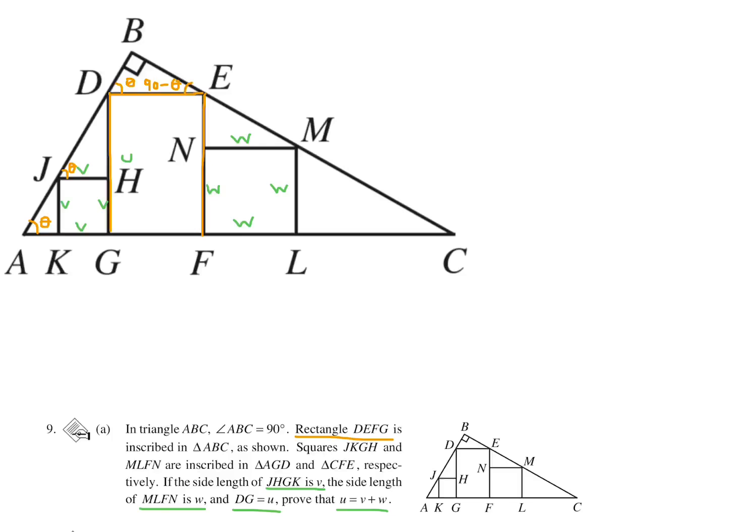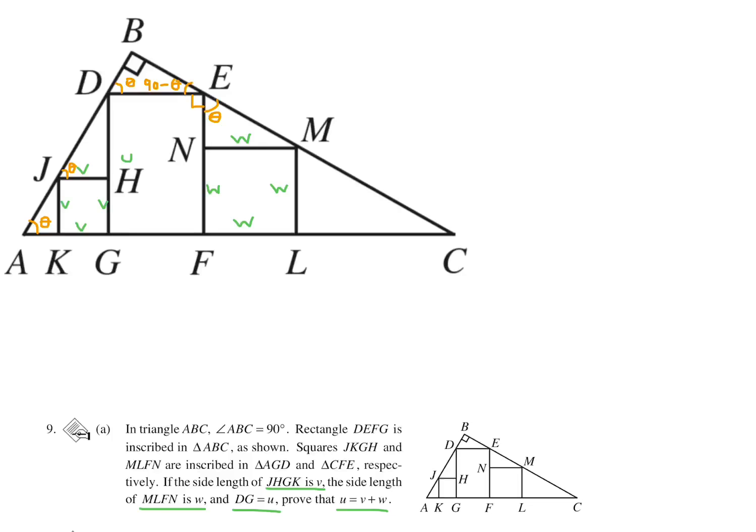They even tell you that, actually. So I didn't have to say probably a rectangle. It is a rectangle. And therefore that is a right angle right there. And since this angle is 90 minus theta, this angle must be theta.